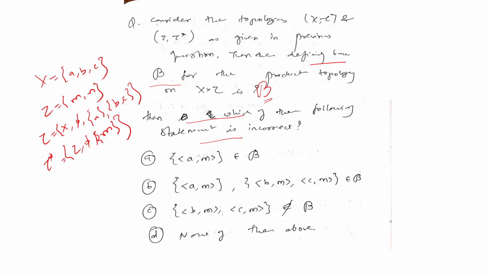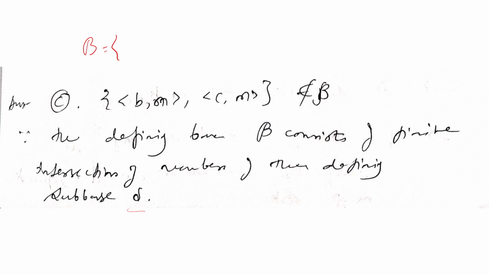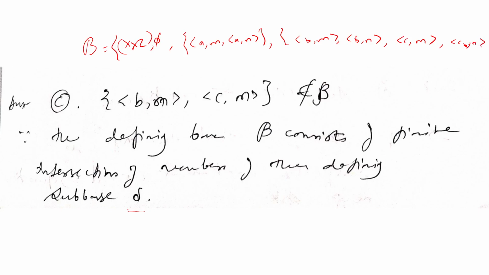So for here, you got in subbases the elements as X cross Z. Fine. Then the empty set. Then you got this kind of set, that is (A, M) and (A, N). Okay. Next you got (B, M), then (B, N), then (C, M), then (C, N), right?